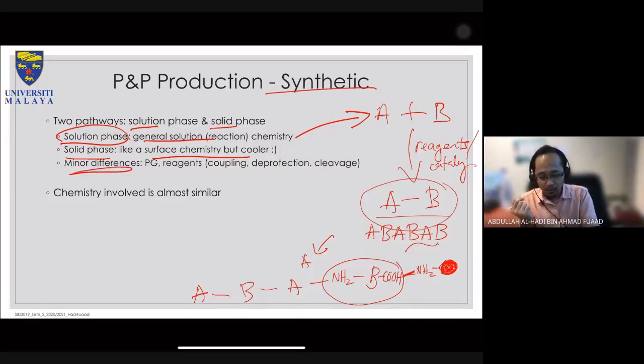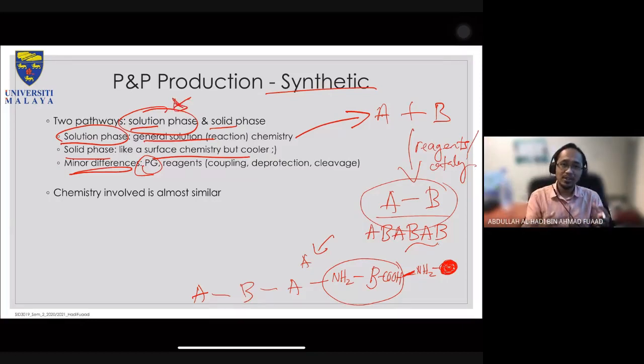All right, and so the minor differences between these two are the protecting groups. So for a solution phase, normally the amino acid is using a different protecting group, and for a solid phase, you are using a different protecting group. Why? Because for a solution phase, nowadays everybody wants to talk about green chemistry, if you know, or sustainability of something. So in chemistry, part of the sustainable concept is sustainability in terms of synthesizing or doing a chemical reaction.